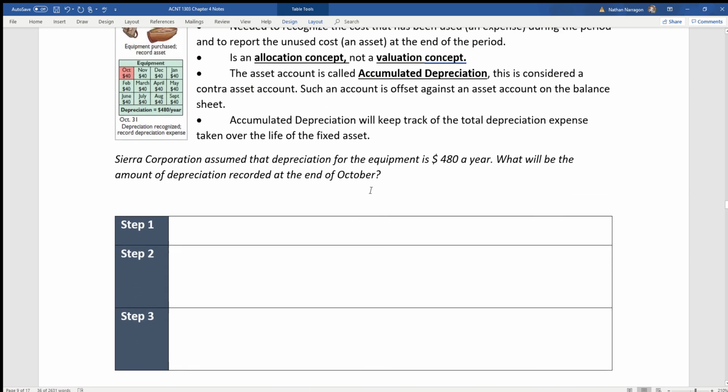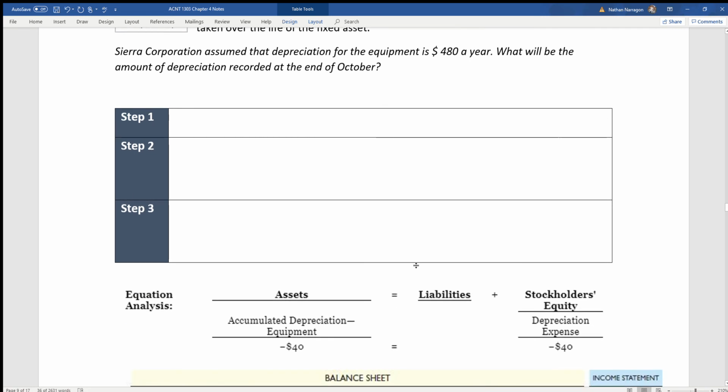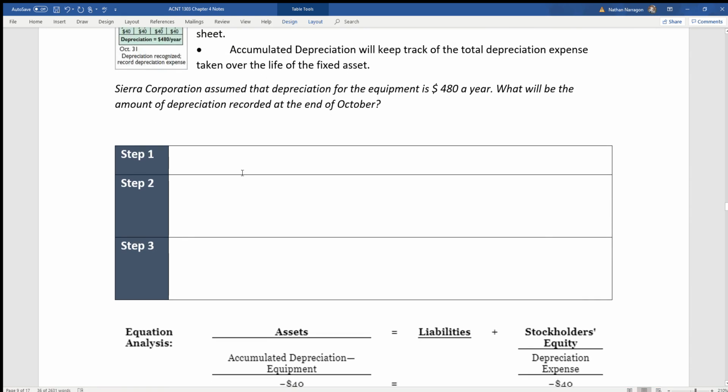So for our example, again, I like these little pictures. They kind of show a little bit. We have Sierra Corporation, and assume that depreciation for the equipment is $480 a year. What will be the amount of depreciation recorded at the end of October? Now again, they started in October. We're just assuming that's for the whole month. But again, have we recorded anything for depreciation yet? Nope. So we have not recorded anything, so that means it's 0 as a current balance.